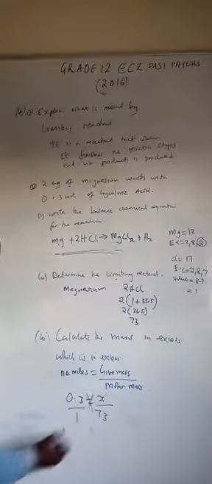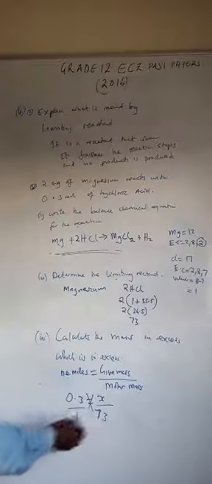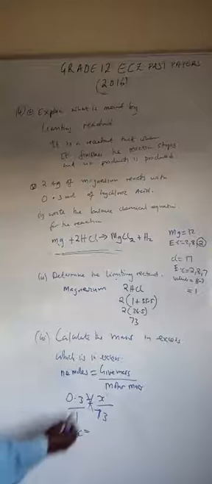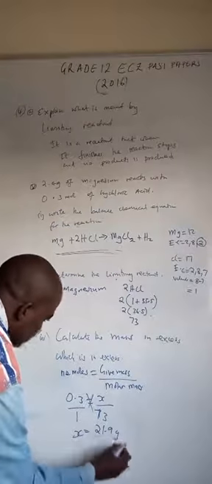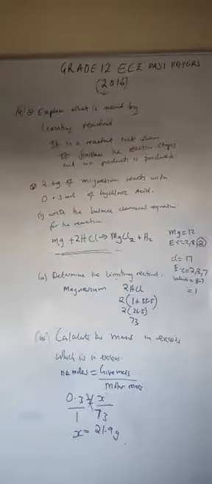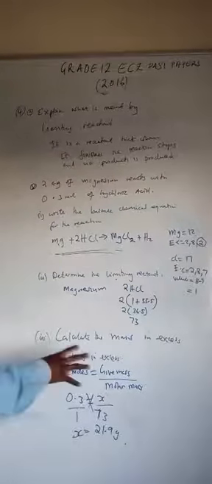Then you make X the subject, you cross multiply. So 1 times X, X is equal to 73 times 0.3. What's the answer? 73 times 0.3 is 21.9 grams. That's the answer. So that's how you substitute, and that's how you work with this formula.